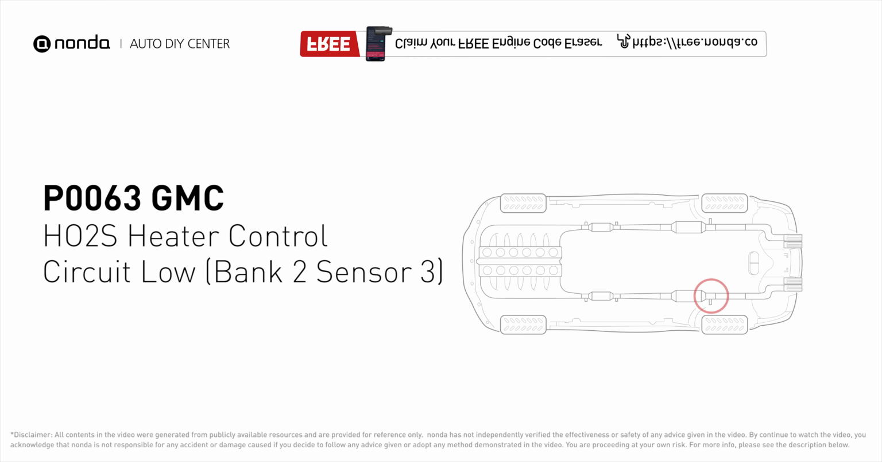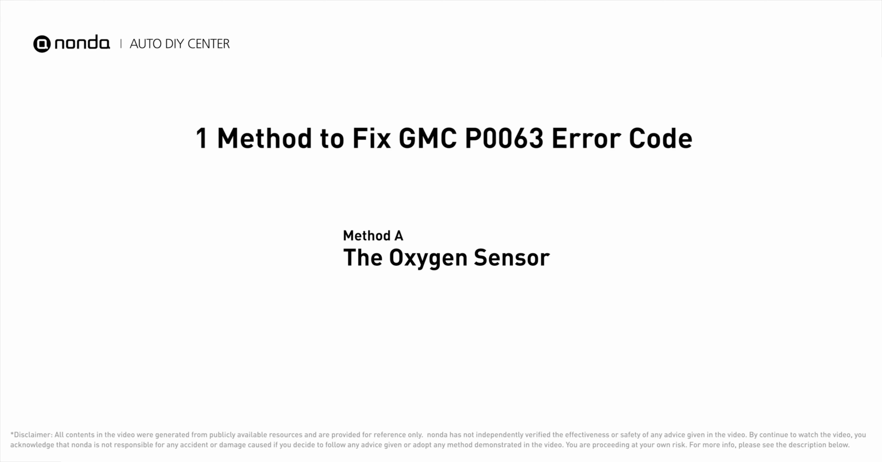This code may be triggered when your vehicle's control module detects a fault in the heater circuit and oxygen sensor bank 2 sensor 3. Here are one of the most practical solutions to fix GMC's P0063 error code.